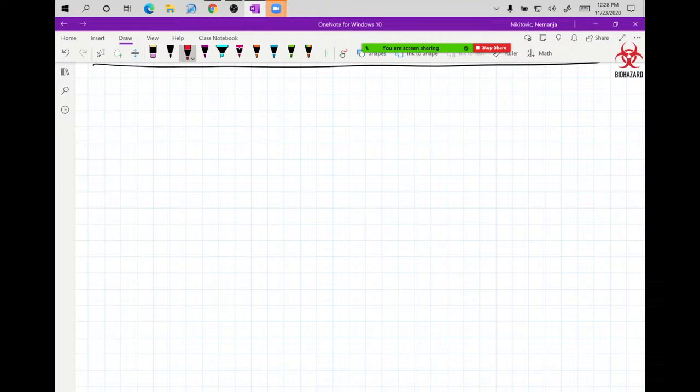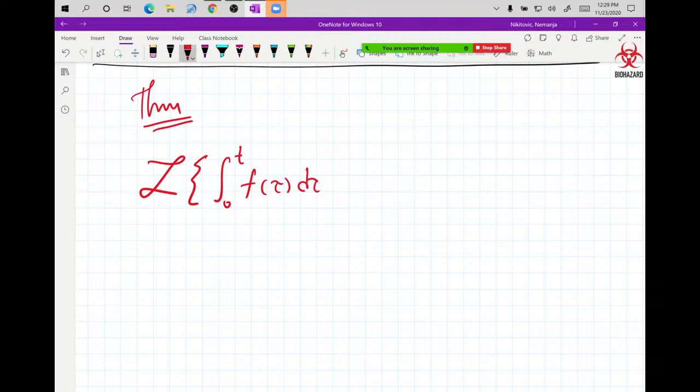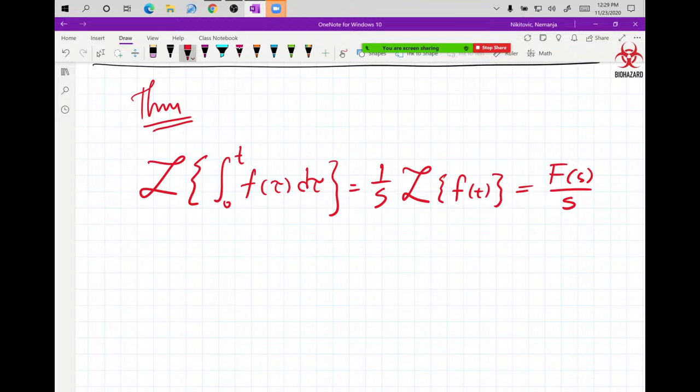So here we go with a theorem on the Laplace transform of the integral from 0 to t of f of tau d tau. Tau is just a dummy variable, and it's 1 over s times the Laplace transform of f of t, which is simply F of s over s. It's a very, very simple formula.